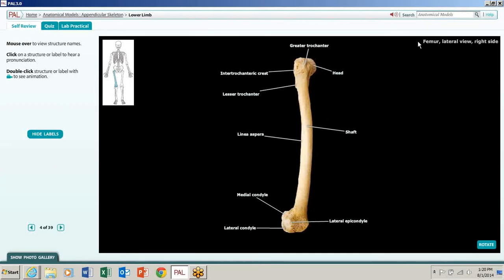This is the femur, and it's a different perspective. It's a lateral view from the right side. So we can see the head, the shaft, the lateral epicondyle, the lateral condyle, and the medial condyle. This is the linea aspera, lesser trochanter, and this is the greater trochanter. A little harder to see some of the things in this perspective.